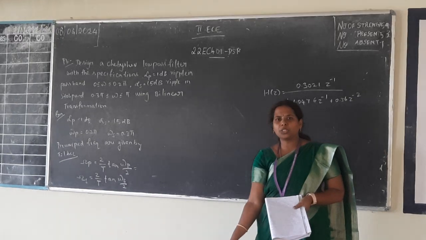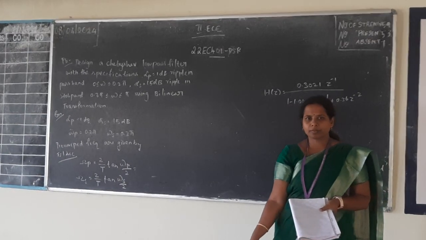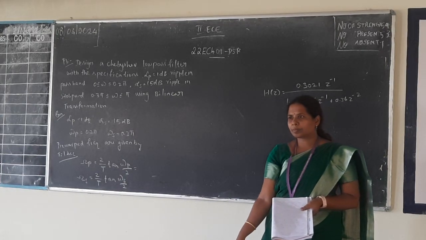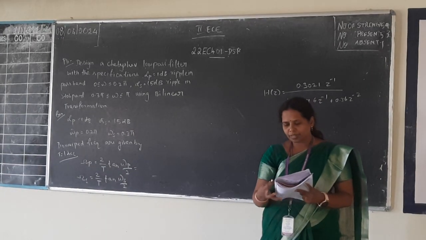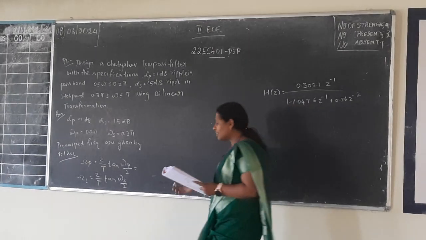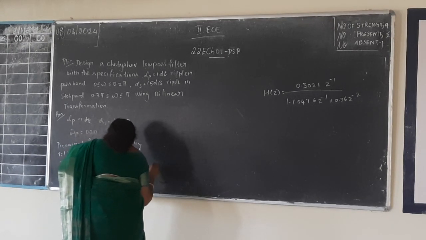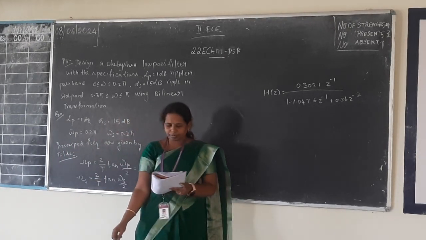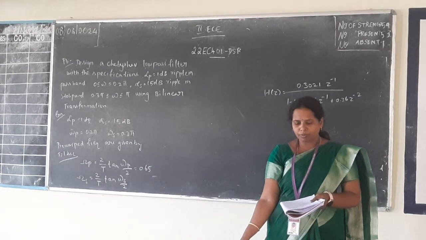2 tan 0.25 divided by 2. What is the answer? 15.5. 0.65. Put that in radians, okay? 0.65. What is the second one answer? One point.